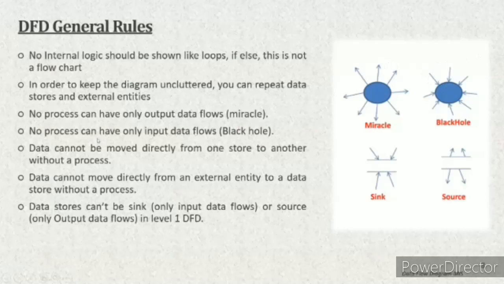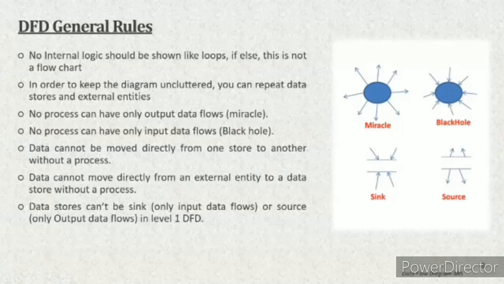The next point is that a process cannot have only input flow, like the black hole shown on the right side of the PPT. You can see that only input flow towards the process has been shown. That cannot happen in a DFD, which is wrong. And the next point is that data cannot move directly from one store to another without a process. Between two entities or two data stores, there should be a process.